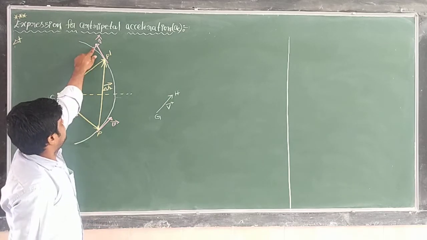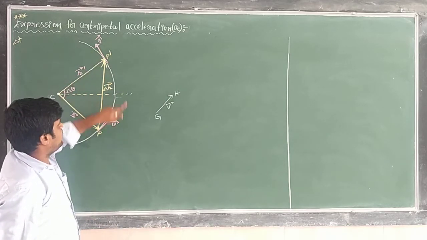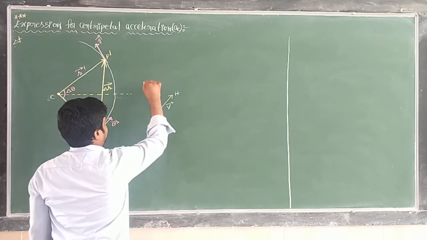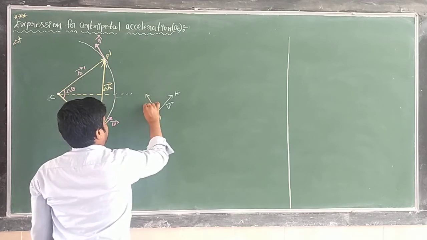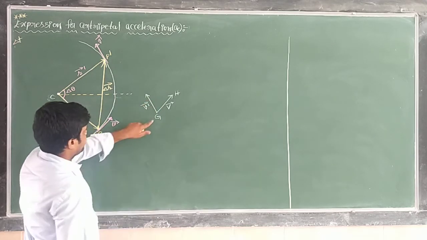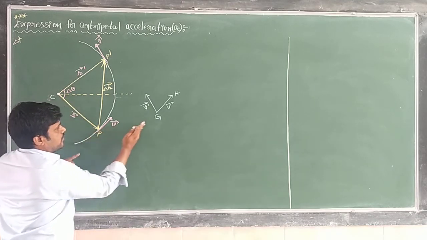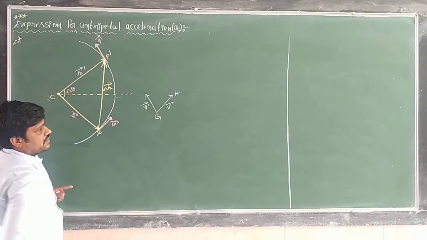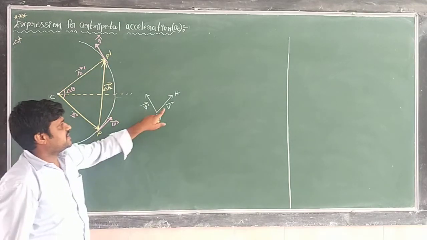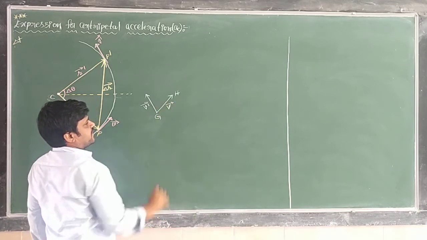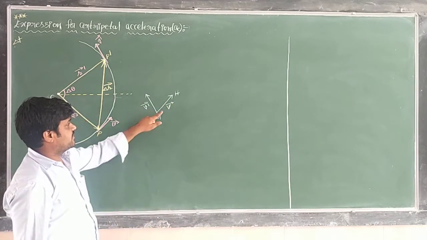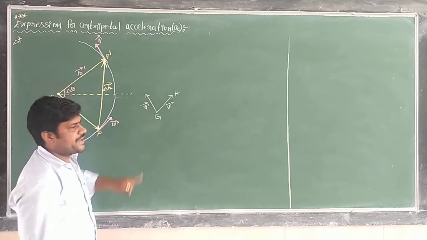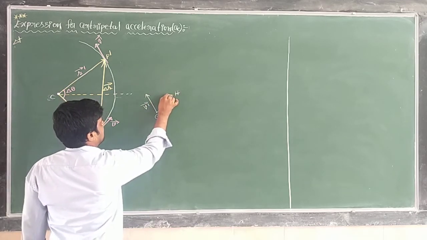Similarly, for this one I am drawing a parallel vector like this. That is V bar dash. For this one I have drawn a parallel vector V bar, and for this one a parallel vector V bar dash. That means initially the velocity is v, and after some time the velocity has changed from v to v dash.